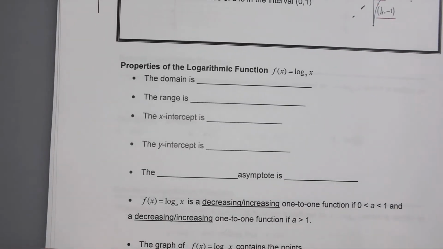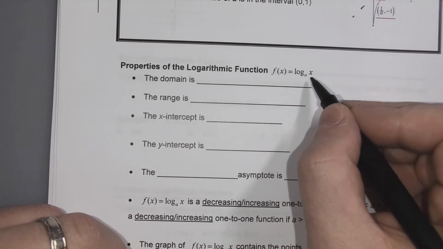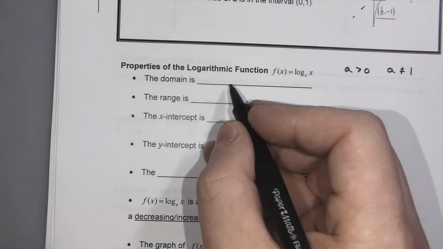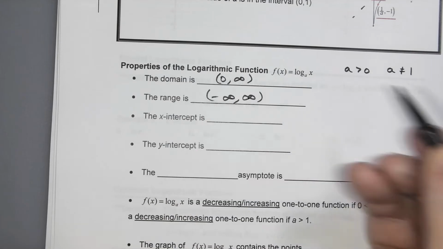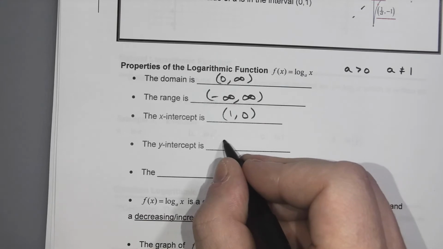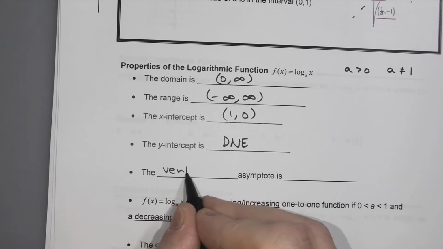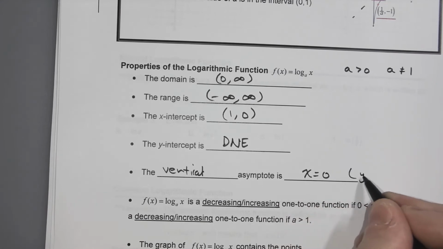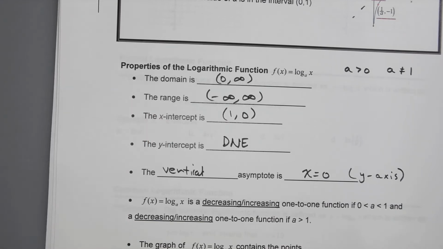Okay, let's summarize the properties then. The domain of log base a of x, for all the a's that are valid, a bigger than 0 but not equal to 1, will always be 0 to infinity. The range will always be negative infinity to infinity. The x-intercept will always be located at (1, 0), and the y-intercept doesn't exist because the vertical asymptote is x equals 0, also known as the y-axis. So you never actually hit the y-axis.